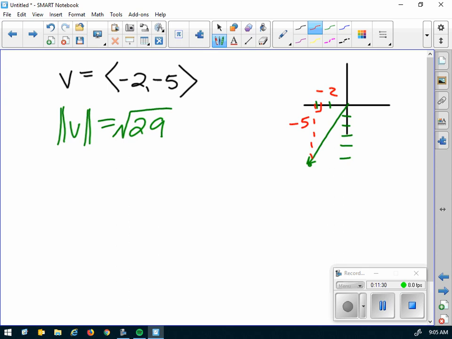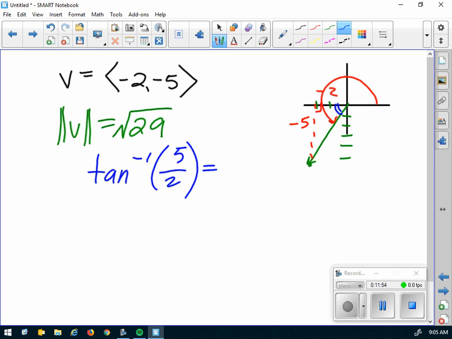-2, -5. Remember, I need this angle right here. But what I've got to do is go find the reference angle first. How am I going to find it? Tangent inverse? Good. Tangent inverse of -5 over -2? What do you get? 68 point what? Okay. Yep.